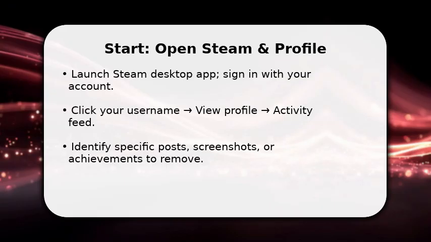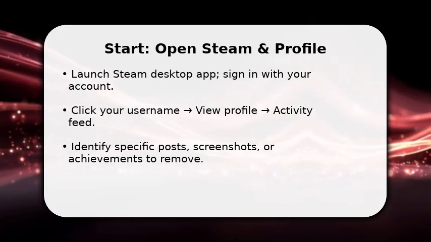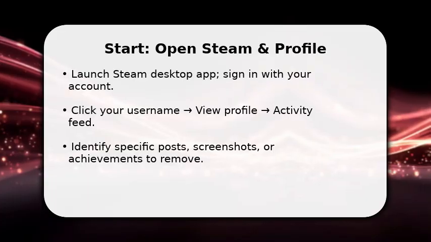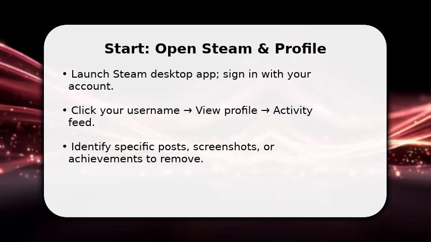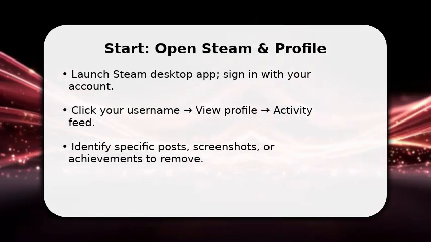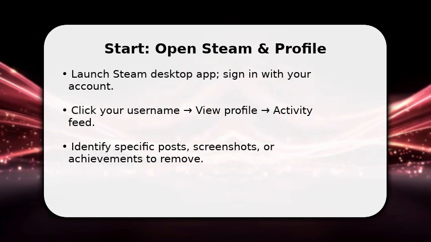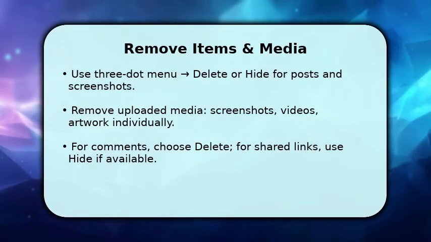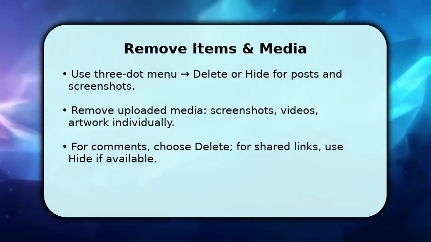Click the three dots on any activity item to expose delete or hide options. Use them selectively so you don't remove anything you want to keep. Now act on each item. Click the three-dot menu and choose Delete to remove activity posts or comments. This removes them from your feed immediately.